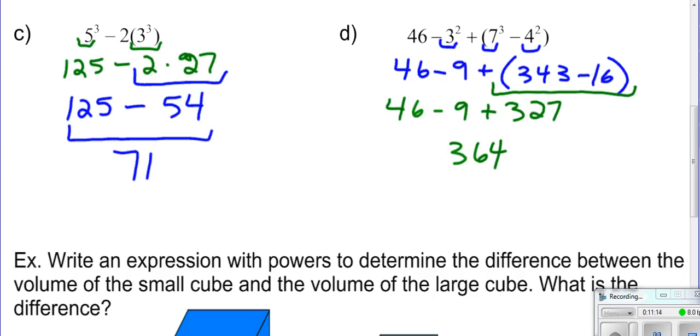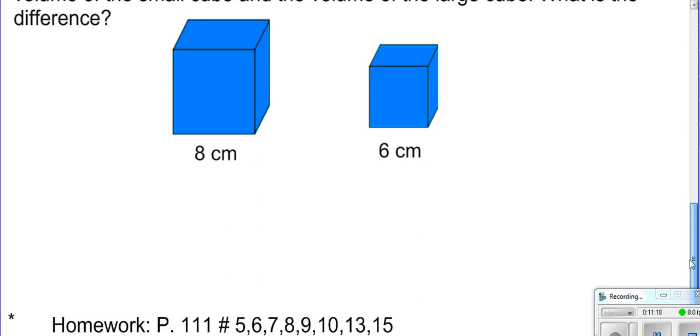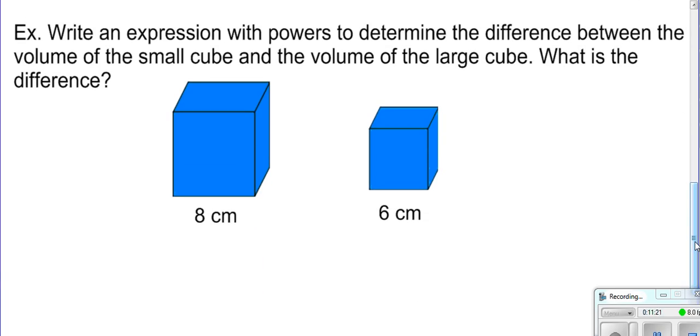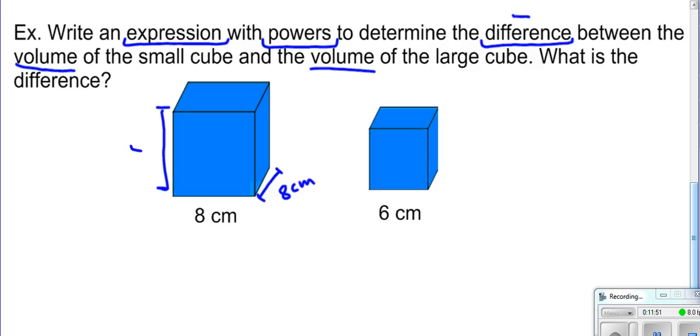There we go. Okay, last example for this video is a bit of problem solving, but more of a visual question. It says write an expression, so we want an expression that has powers to determine the difference. Difference is telling us to find the subtraction between the volume of a small cube and the volume of a large cube. Hopefully we notice that they are cubes, which means they have equal base, length, and height. I know this diagram doesn't show that very well, but they've told us that it's cubed, so we're going to ignore the poor drawings and understand that cubes have equal side lengths.